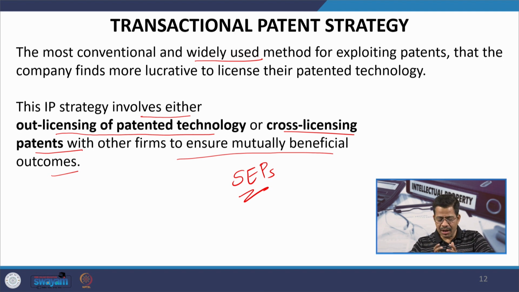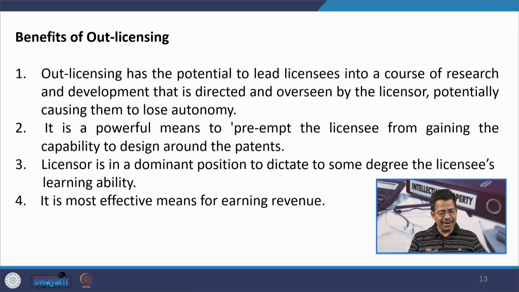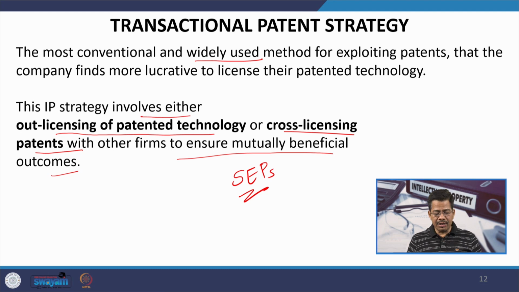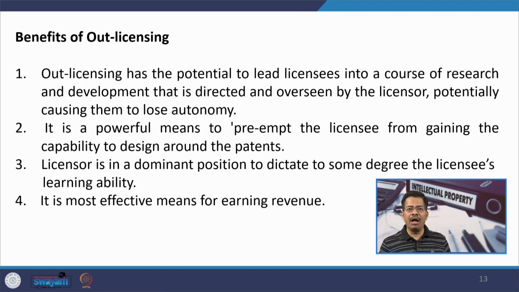So, SEP type of things which are used in all our IT enabled mobile communication devices. In that, cross licensing is the only way of getting the patent of company A to company B and company B to company A. So, that is the way of IP strategy in this environment. Out licensing has its own benefit, and cross licensing is also having its own benefits. Let us discuss about out licensing.